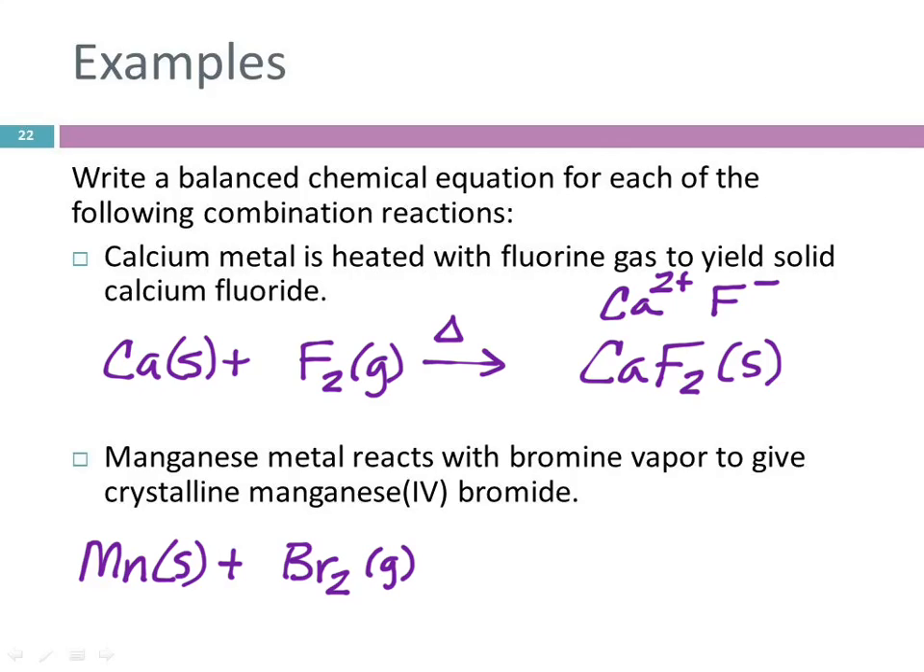If we look at the periodic table, bromine is a liquid at room temperature. That's why its symbol is in blue on this periodic table. That indicates the physical state at room temperature. But this is not necessarily happening at room temperature. And so they're giving us this clue, vapor, that it's a gas. To give, so there's our arrow. And here's the formula. Crystalline manganese 4 bromide.